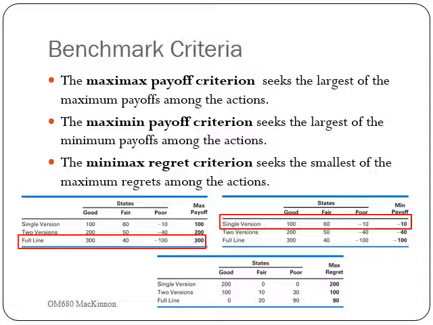Down to the single version, your regret would be 200. Regret is the difference between the maximum and what you chose. And so then we tally up the maximum regrets from those three columns, and we have on the right-hand side our maximum regret. And so what we want to do is we want the smallest regret possible. And that means that we choose the full line. So that if things go better than we hope, we have the least amount of regret. Sounds crazy, but it works.